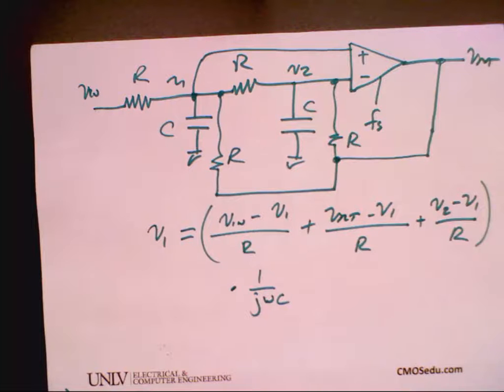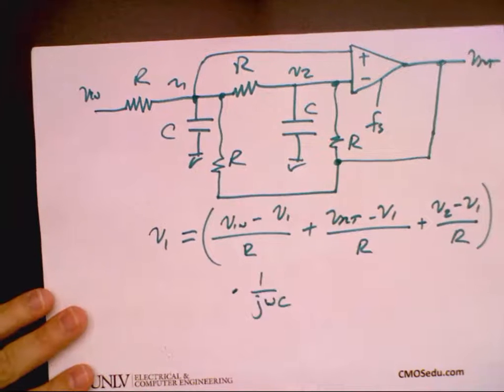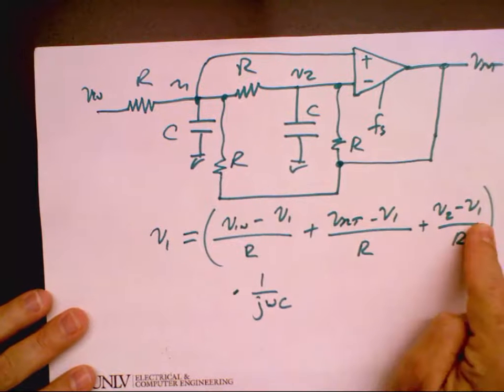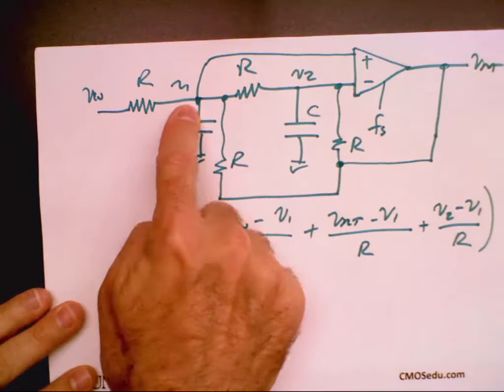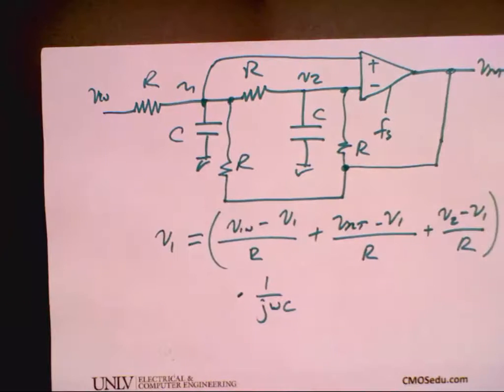So I've got a question. What's the current that flows in this capacitor? It's all this, right? That current times 1 over j omega C is the voltage V1. That was a trivial question, just to make sure everybody's not falling asleep.